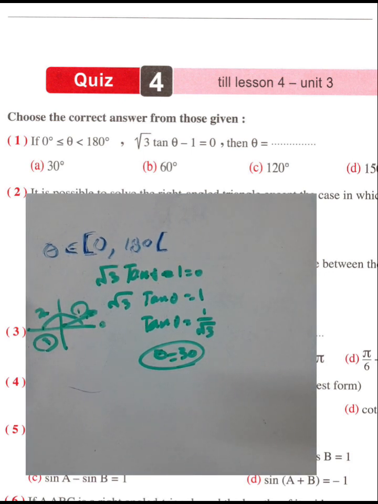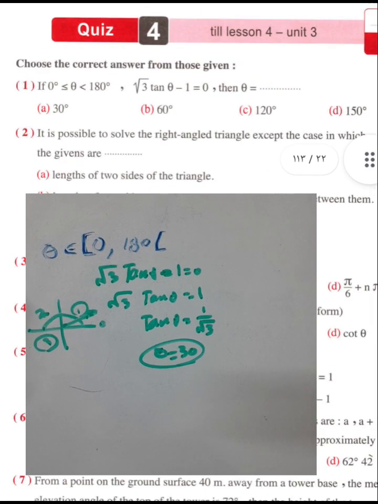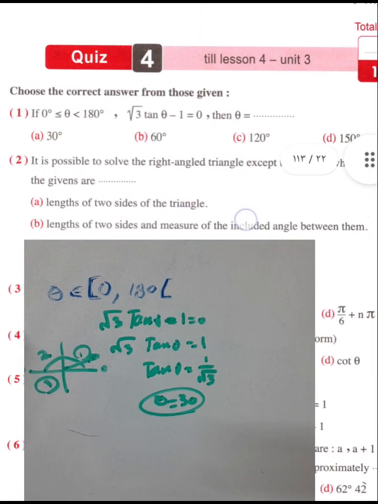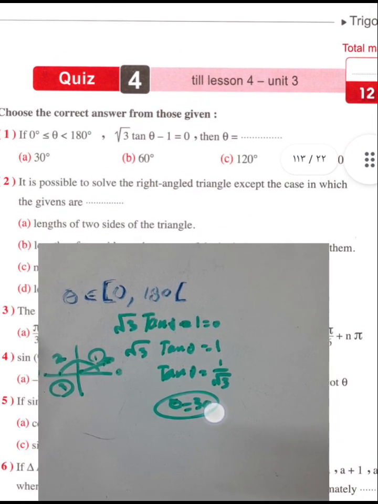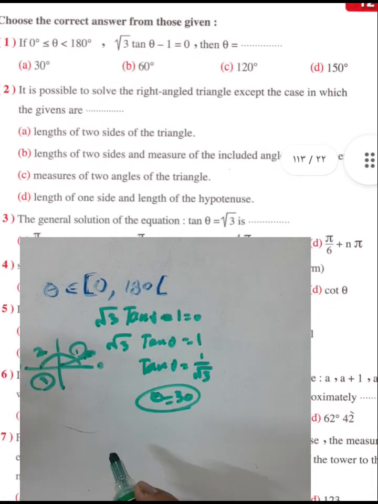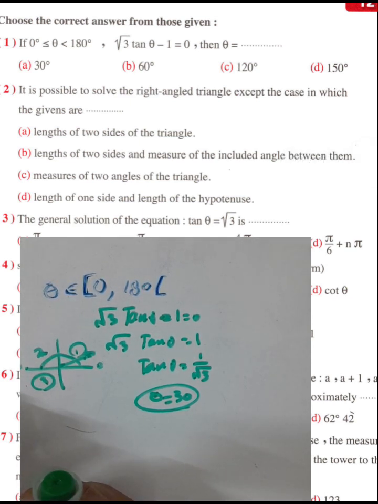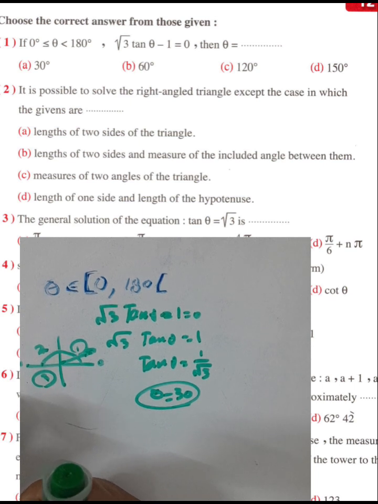Choose letter A. Question number 2. It is possible to solve the right angled triangle except in the case in which the given are what? It's possible to solve the right angle triangle except the case in which the given are the measure of two angles of the triangle. So we must choose letter C for question number 2.